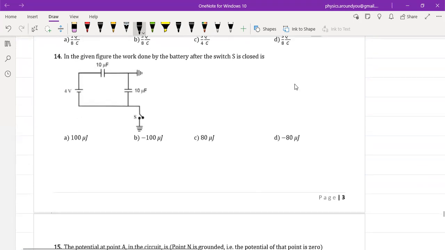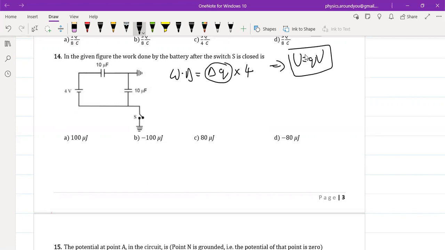Now, question number 14. In the given figure, what is the work done by the battery? Work done by the battery is always the charge difference, that is, the charge in the final configuration minus the charge in the initial configuration, times the potential difference of the battery, which is 4. Where did this come from? This came from potential energy equal to QV.